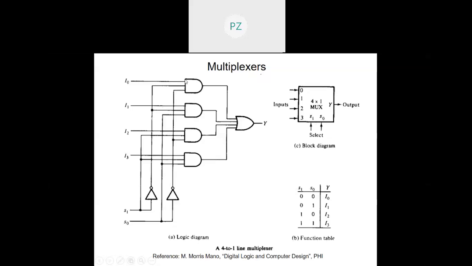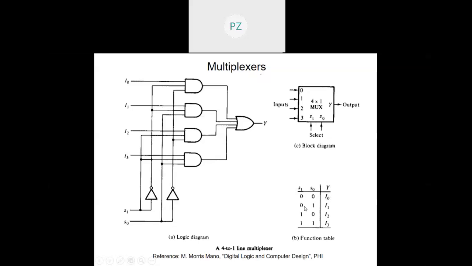When they are 1, 1, you will get an I0 here, right? You will get an I0 here. And these two being 0, y will be I0 plus 0 plus 0 plus 0, which is I0. So y will be I0. That is what I have written here. Under the condition S1 S0 as 0, 0, y is I0.